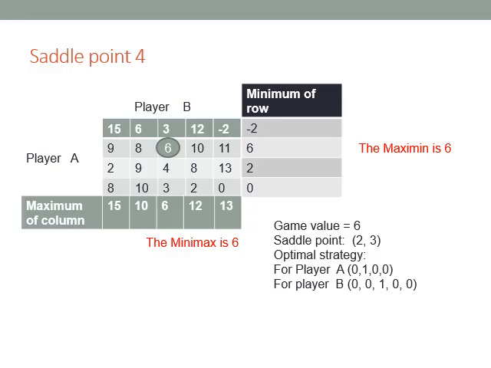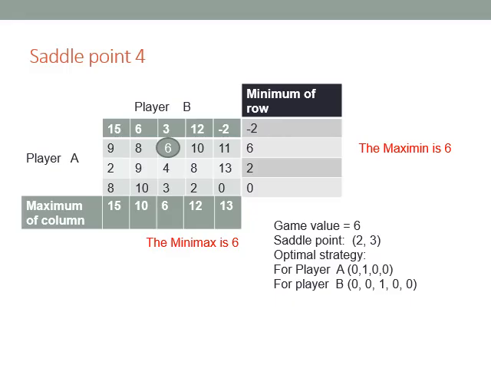The maximum of row minimums is 6. And the minimax, the minimum of the maximums, is 6. So here maximin equals 6 equals minimax equals 6. So the game value is 6.